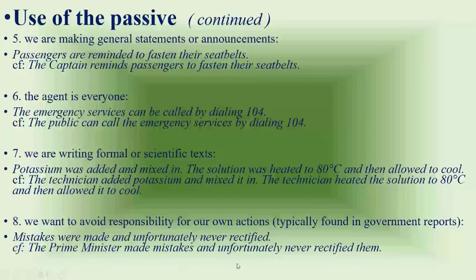The government made mistakes and never rectified them. The director made mistakes, and the head of the company, the CEO, made mistakes and never rectified them. The team manager and so on. So we want to say it only in general, without laying the blame on anyone else. It's better made in passive voice.